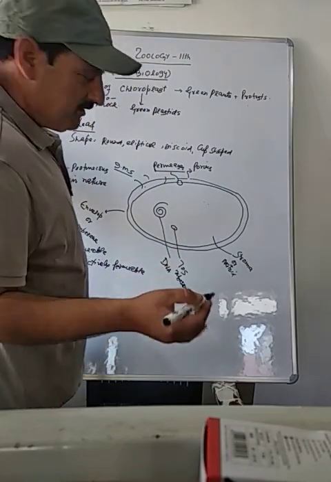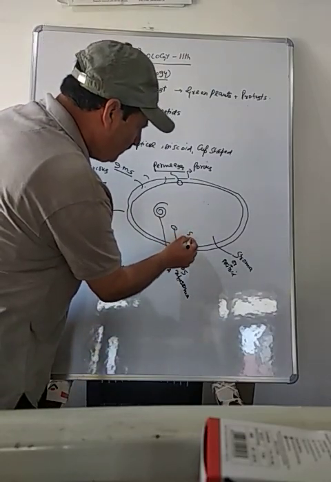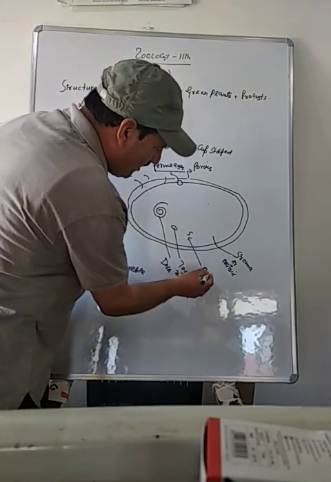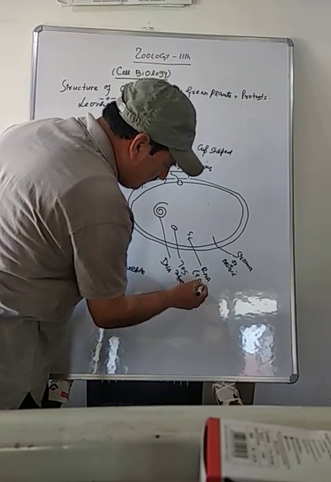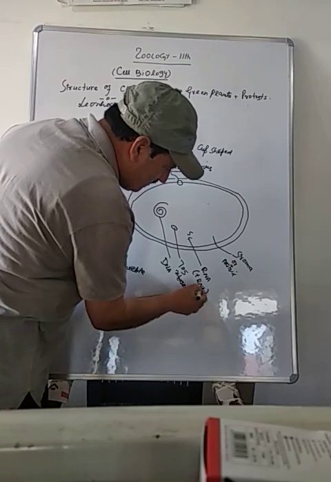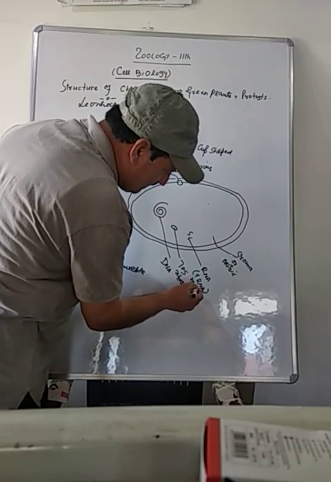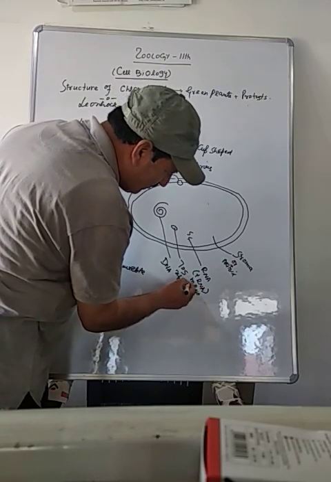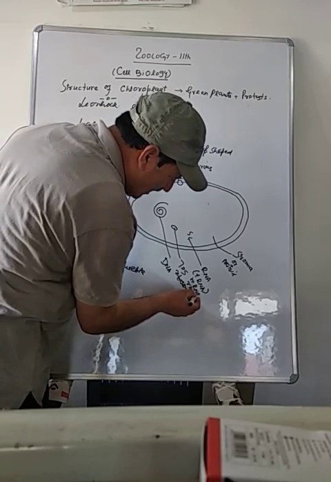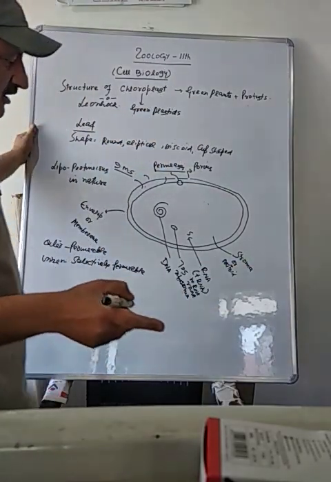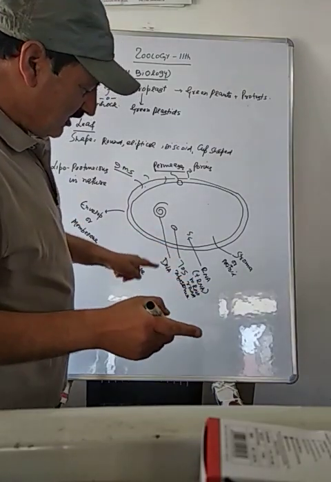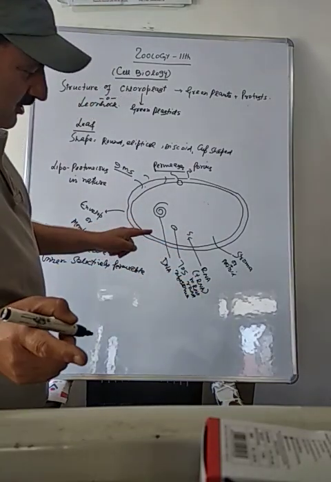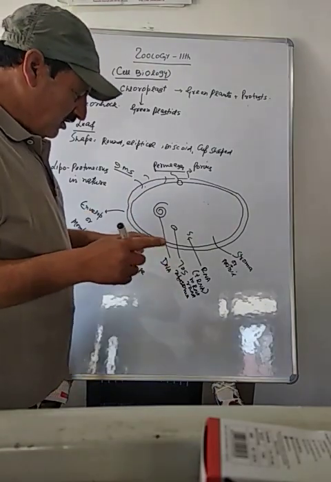There are RNA molecules. RNA is of all three types: transfer RNA, messenger RNA, and ribosomal RNA. I have written tRNA, mRNA, rRNA. T means transfer RNA, M means messenger RNA, and r means ribosomal RNA.